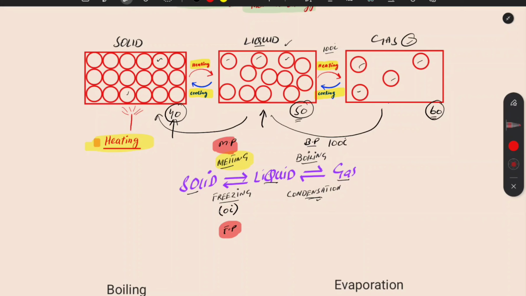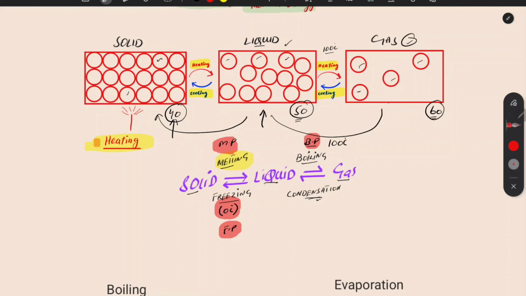So 0 degrees centigrade is the point at which both processes can occur. You can freeze or melt your substance just by a slight change in temperature. And this is similar in the case of boiling point and condensation point. So condensation point and boiling point are similar.